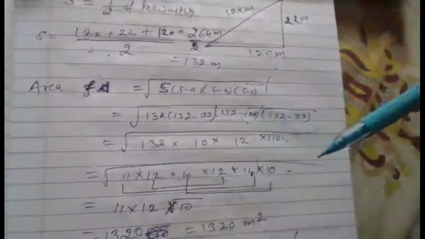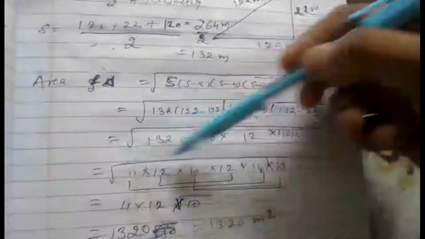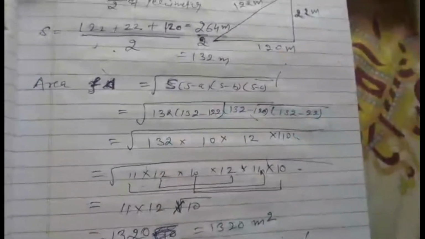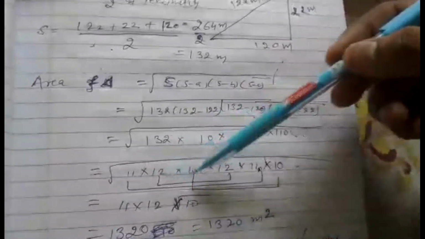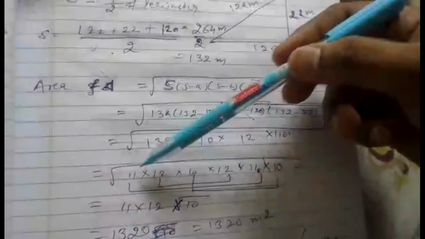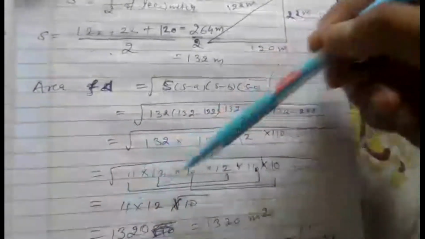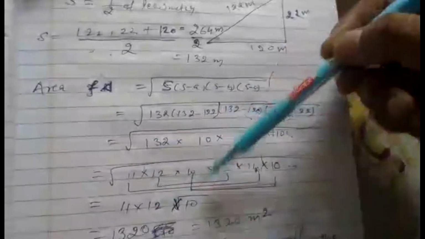So now if we put these sides in this formula, we will get the equation. Now we will make pairs, we will get the numbers. 12 and 12 pairs we can make, 10 and 10, 11 and 11. So from each pair one number will come out, from 12 also and 10 also.